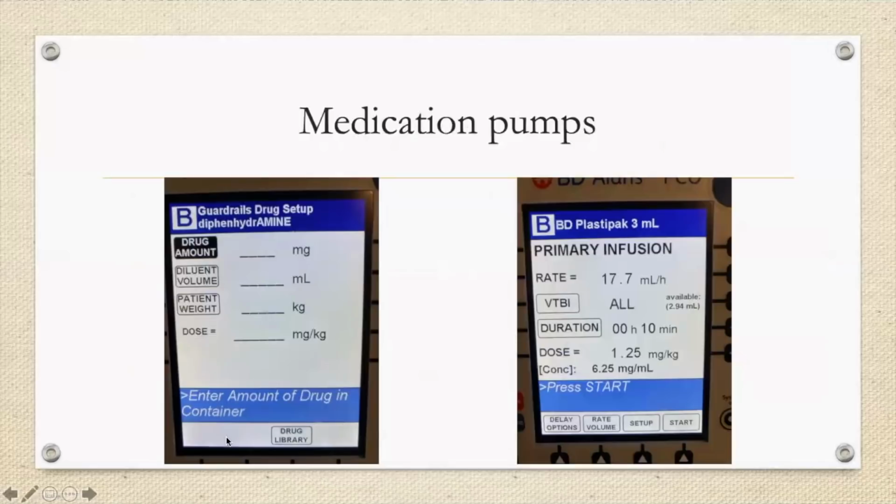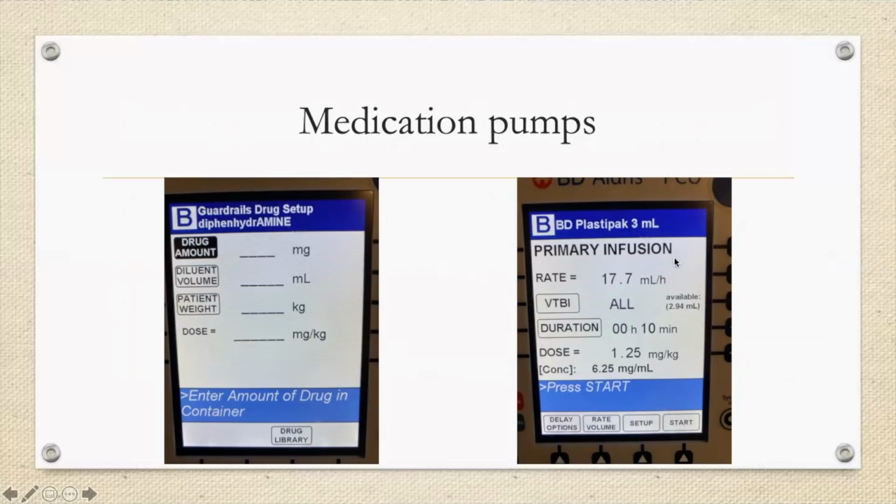So here is what the screens on a medication pump usually look like. In this instance, we've chosen diphenhydramine or Benadryl. We would enter the drug amount in milligrams, the volume, so 3 mils, and then the patient's weight. It would automatically calculate the milligram per kilogram. And then we would hit next.